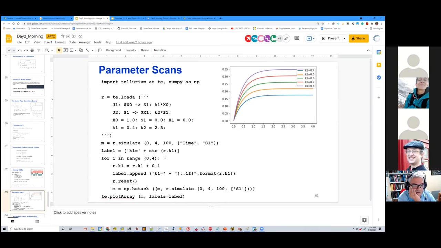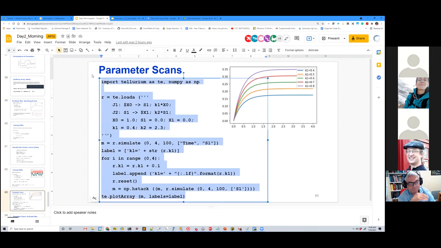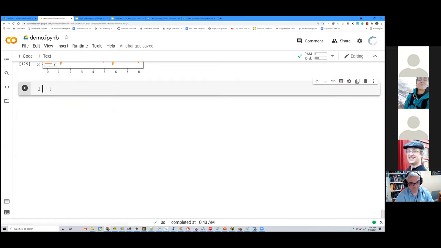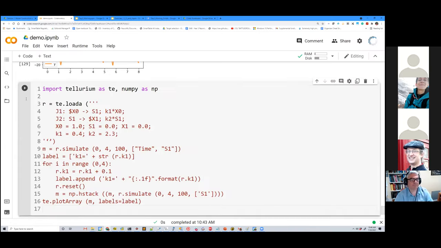The other thing is, you can use const for anything. You can make a parameter constant. You can make, we haven't talked about compartments, but you can make compartments constant or not, etc.